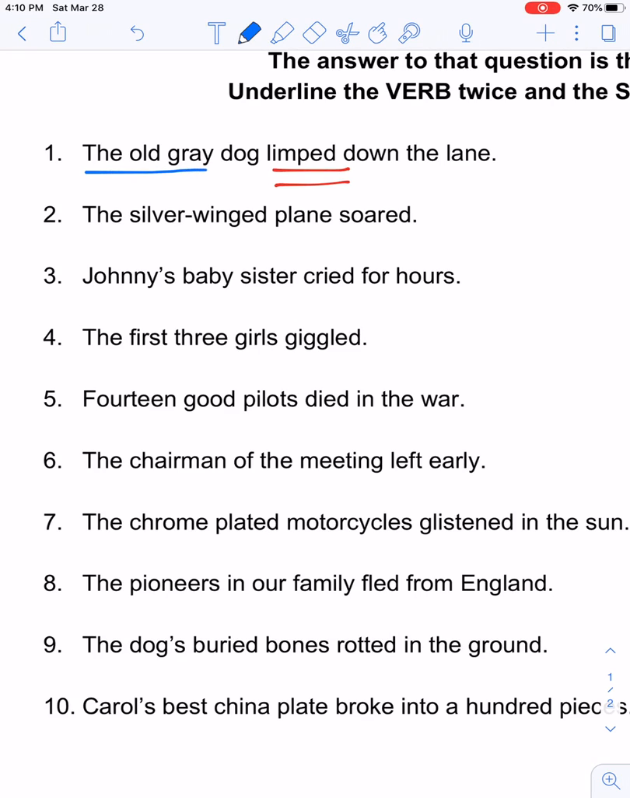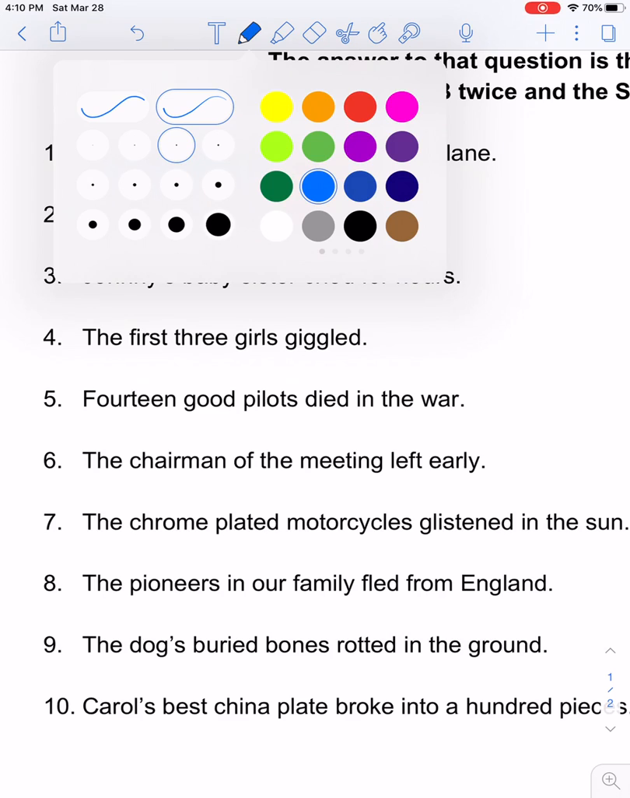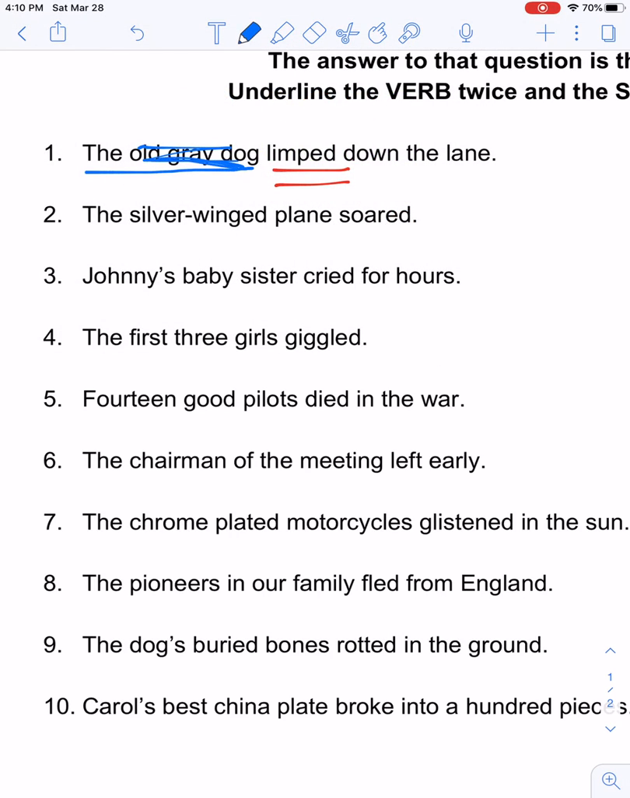So if I use the whole subject, the old gray dog limped down the street, if I were to get rid of other parts of that subject, for example, let's get rid of old gray dog, and just say the limped down the street. That doesn't make any sense. How about if I have just the old limped down the lane? No, that also doesn't make sense. The only way it makes sense is if we have this head word, dog. Again, it is the most important word in the complete subject. It's the one word without which you would not know what the sentence was about.